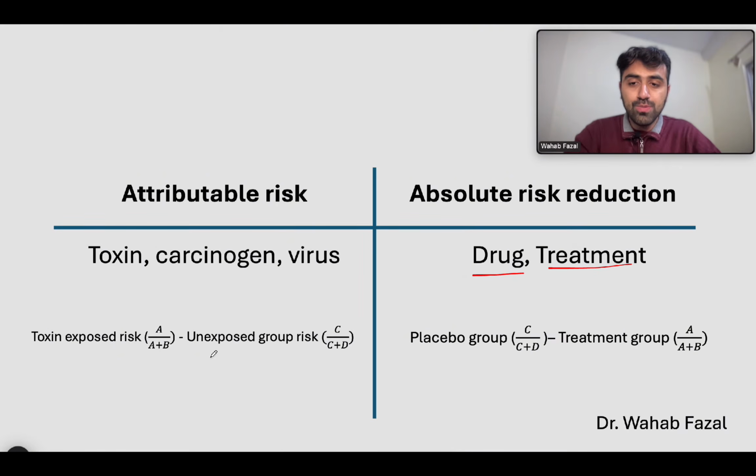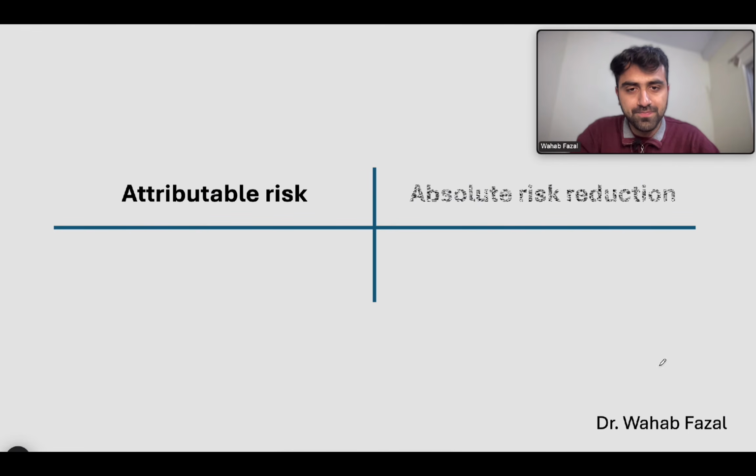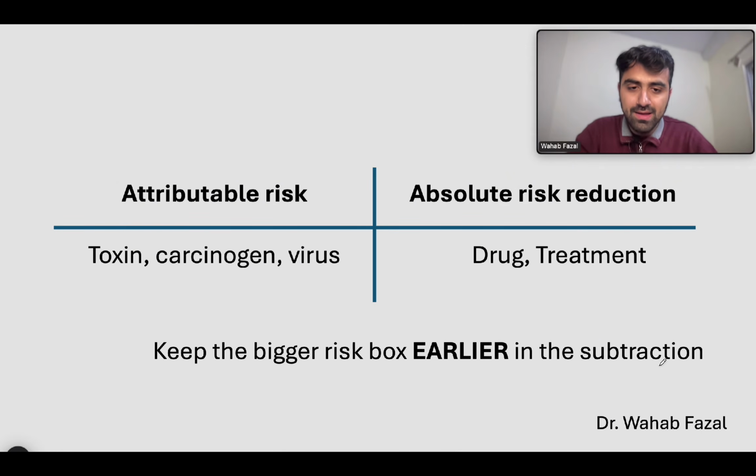If you're looking in your book, you will see these formulas. These formulas are okay, they make a lot of sense. If you understand this, that's great. But I'm going to give you a very simple trick. Forget about these two formulas. Write the same thing again. Just remember this trick: keep the bigger risk box earlier in the subtraction.